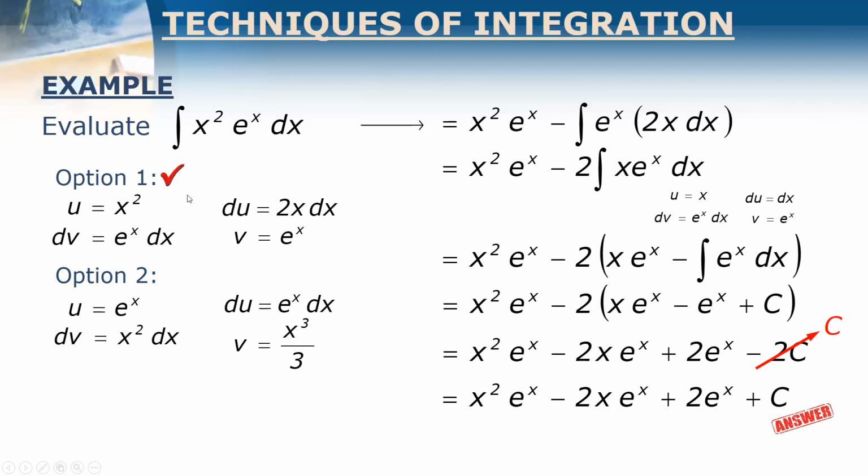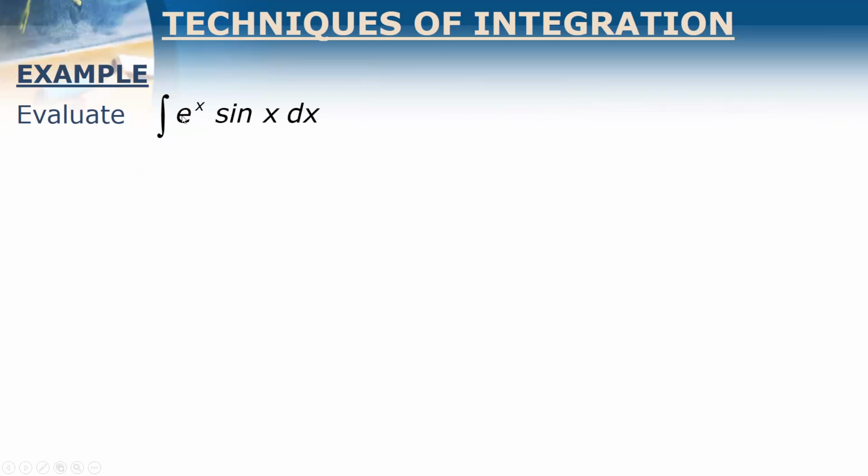So, the first example is algebraic and trigonometric. This example is algebraic and exponential. Our third example is exponential and trigonometric. Same reason: they are not of the same nature. So we can only use integration by parts.